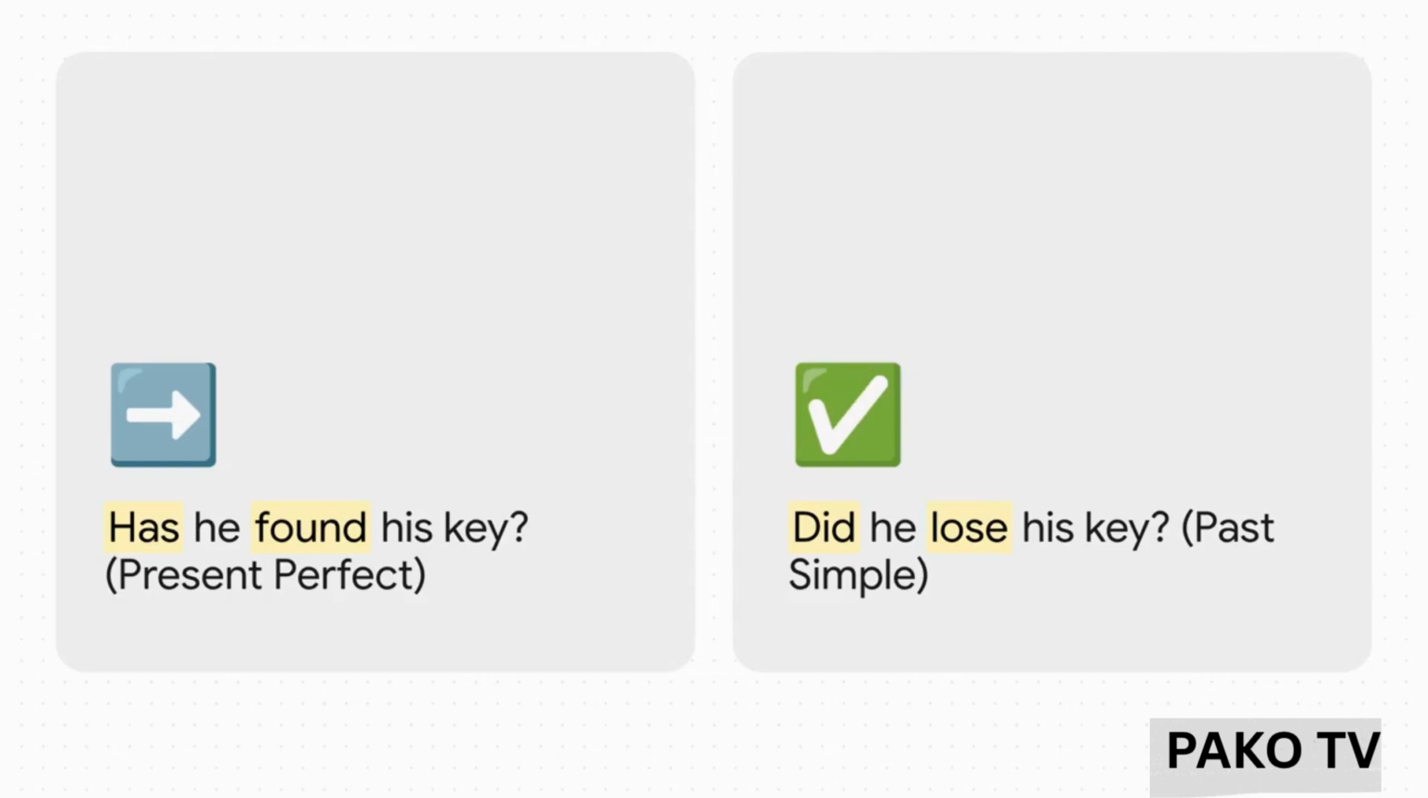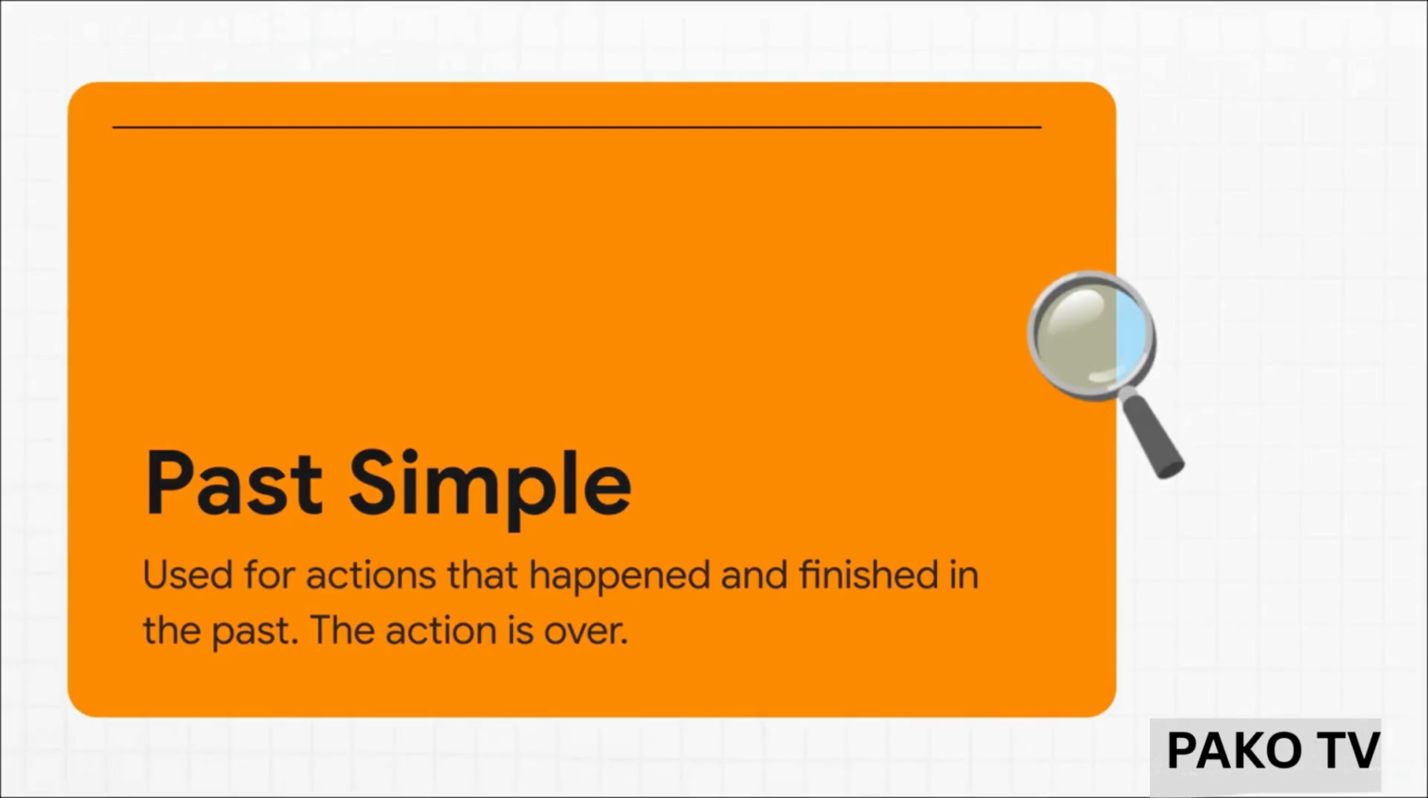So now that he has the key, the way we talk about the situation can change. We could ask, has he found his key? See how that still focuses on his current status. But now that the whole little drama's over, the losing and the finding, we can talk about it like a finished story. We can ask, did he lose his key? Yep, he did. It's now just a fact about something that happened in the past. And that right there is the past simple. We use this one to talk about actions that just happened. They're done, finished. The action is over. There's no special connection to now. It's just in the history book, so to speak.